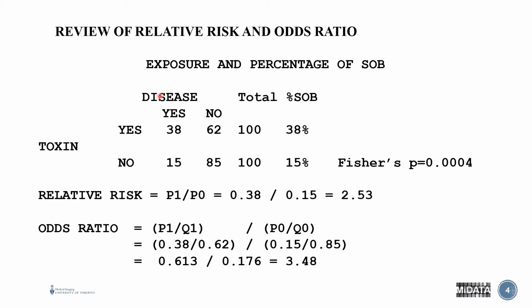You can see that we made the numbers here really easy for you to be able to just do these in your head. What do you end up with? 3.48. So you can see in this case the relative risk is not equal to the odds ratio. Sometimes it is, but most often it's not, and we'll talk about that in a little bit.